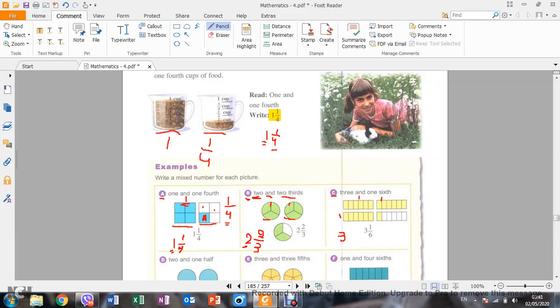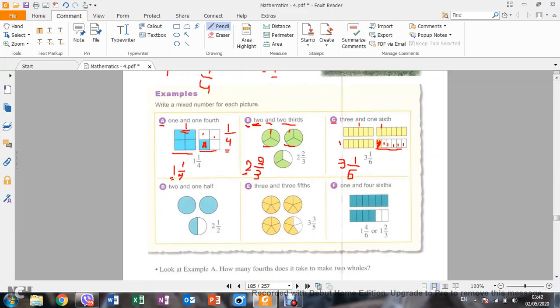For the fraction, look at the last one. Only one cell is colored, so I need to count the cells. 1, 2, 3, 4, 5, 6. This is 6, so our denominator is 6. Divided into how many parts, directly, the denominator equals that number, 6. How many cells are shaded? Only one of them. Only this one is shaded, so the numerator is 1. Okay, how do I write it? 1 and 1/6.